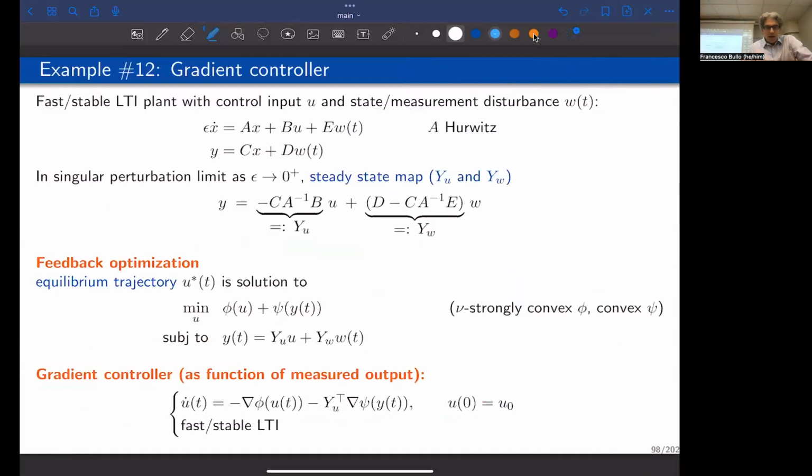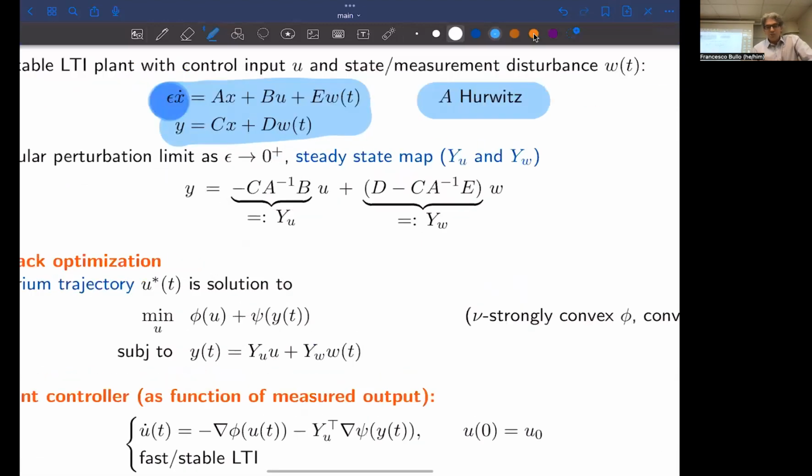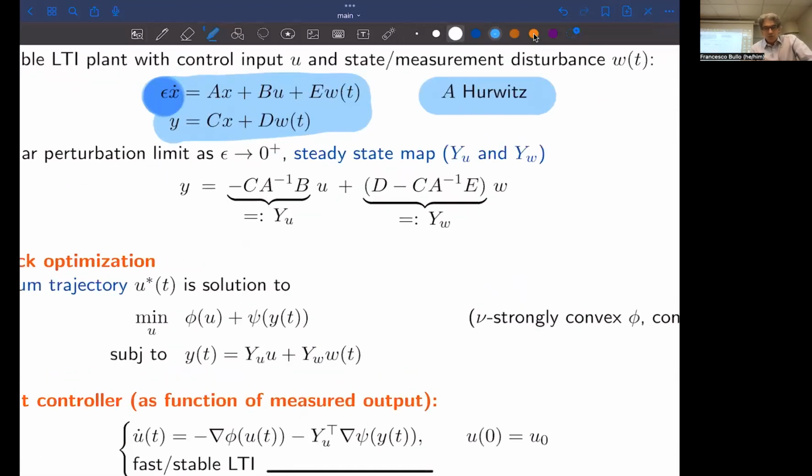Suppose that I have a linear time invariant plant. I don't know how to make it easier than this. Ax plus Bu, and then there is a disturbance W pre-multiplied by the matrix E. And A is Hurwitz, so it's stable, and I put a small parameter epsilon so that this plant runs quickly. So it's fast and stable, like I was saying. In the limit as epsilon goes to 0, which is called the singular perturbation limit, because you're letting the time scale for the dynamics be such that you're basically at equilibrium, what is the steady state map from U and W to Y?